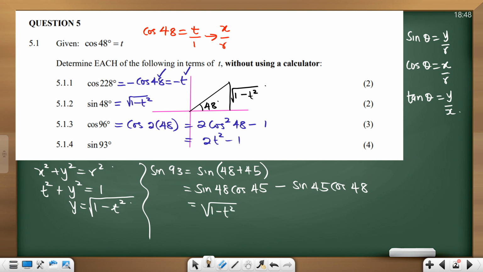What is sine 45? Okay, we can just go for root 2 over 2 straight. Sorry, plus. All right? What is sine 45? Plus root 2 over 2. What is cos 48? Cos 48 is what? T. Check, we are now done here. Cos 48 is T. So, did it make sense to you?